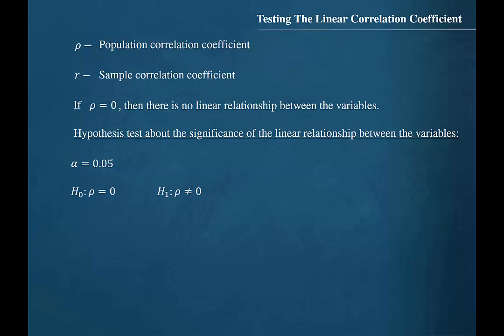The null hypothesis will be that rho is equal to 0. The alternative hypothesis will be that rho is not equal to 0. If we reject the null hypothesis, then we will conclude that a significant linear relationship exists between the variables. We will use the TI graphing calculator to calculate the p-value for this hypothesis test.